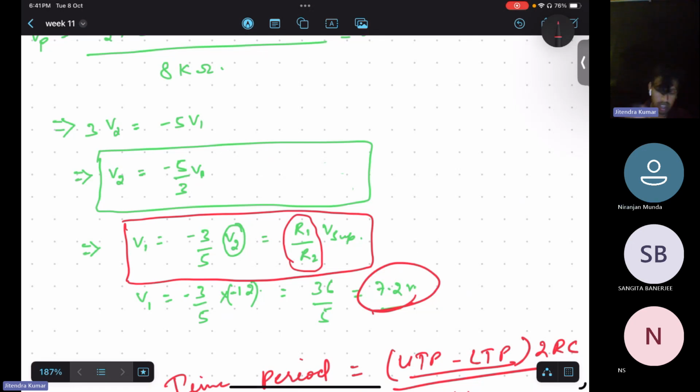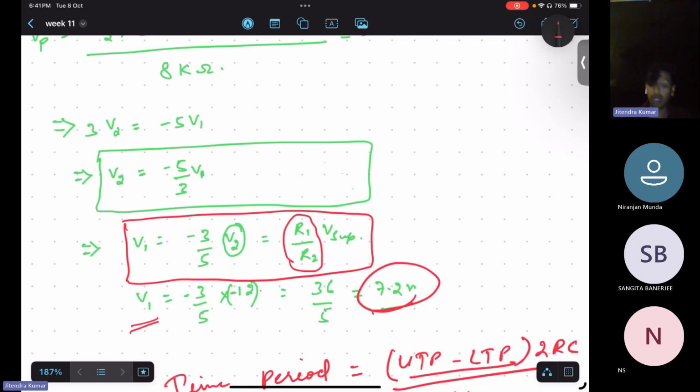Yes, sir. Okay. That you can also write in terms of expression, that is V1 is equal to R1 by R2 into V supply, because V1 has a certain slope, so it will increase and fall according to the slope. So if you are solving directly, you can just proceed from this value. Otherwise, you can go ahead with the expression. Either way is fine for us.